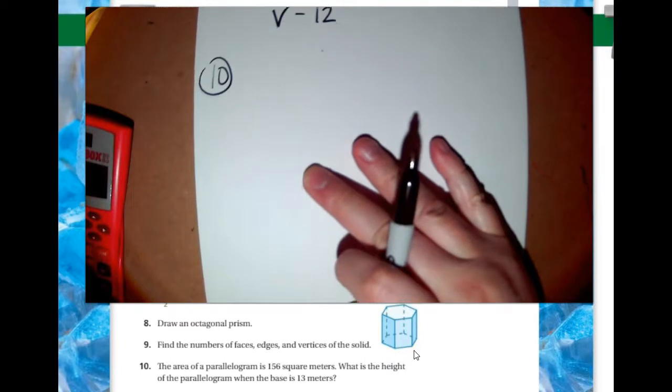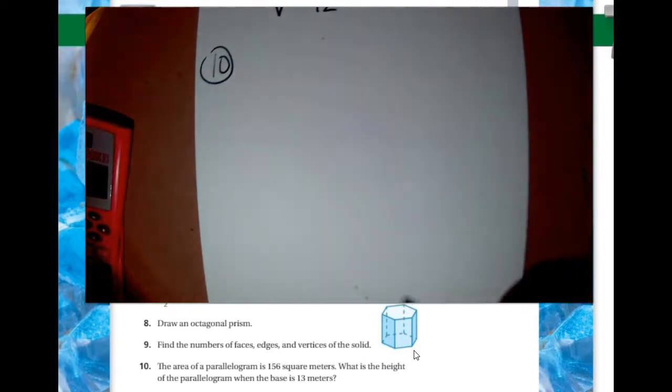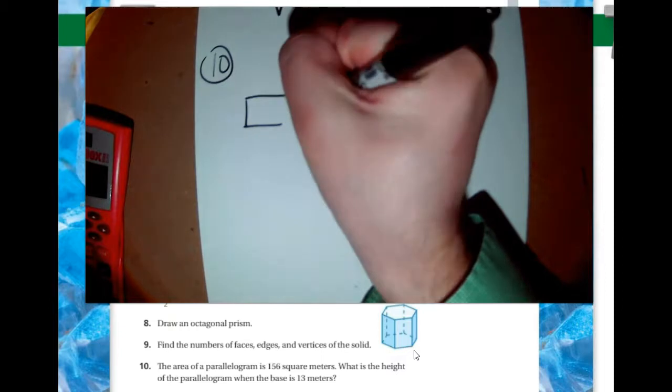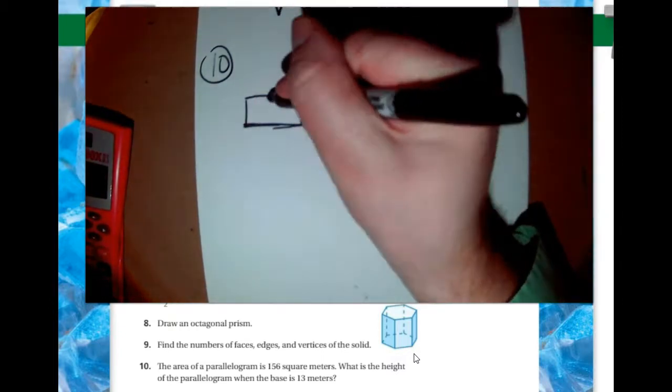Number 10 says, the area of a parallelogram is 156 square meters. What is the height of the parallelogram when the base is 13 meters? Huh? Now, you might have to look at this a little bit closely. Maybe you even want to draw it out, right? There's my parallelogram, which is not drawn very well, but you get the idea.